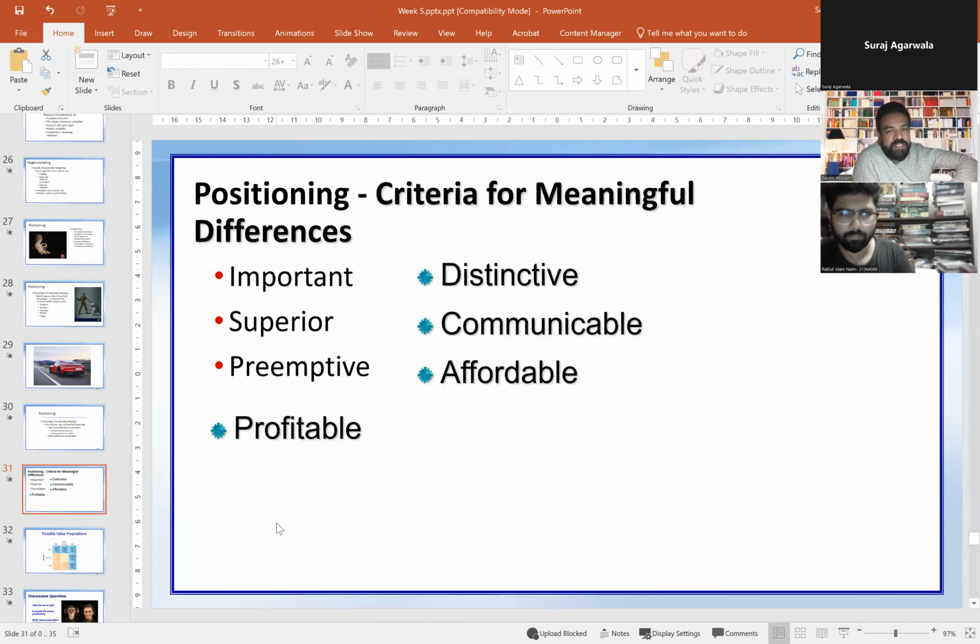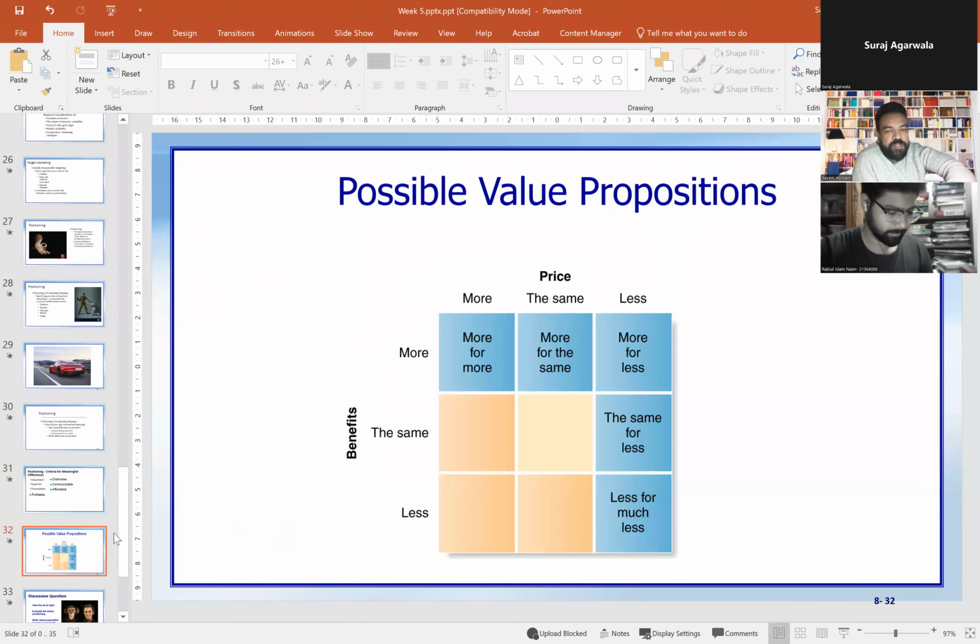Distinctive, very separate, communicable, easily communicated. It could be communicated quite easily, affordable, profitable. You need to do some study by yourself, so I am just briefly orienting this. Maybe in the next class we can have a follow-up discussion before we commence our next topic.